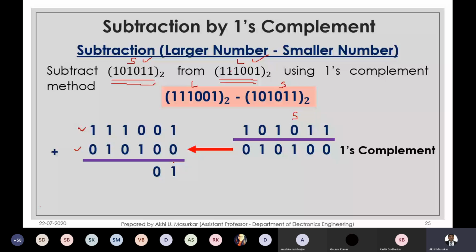0 plus 0 is 0. Then 0 plus 1 is 1. So just keep the addition table in mind. 1 plus 0 is 1. Now 1 plus 1 would be 0 and carry would be 1. So again this 1 plus 1 would give me answer 0 here with a carry 1.